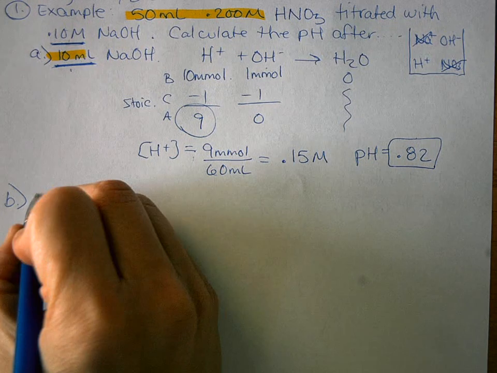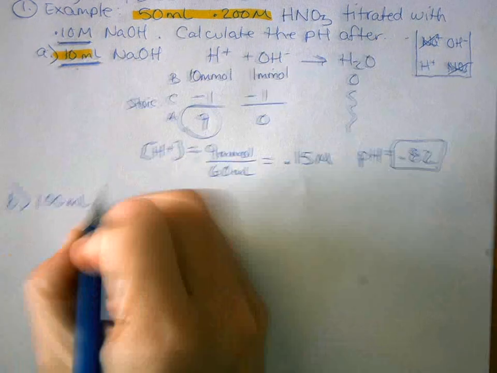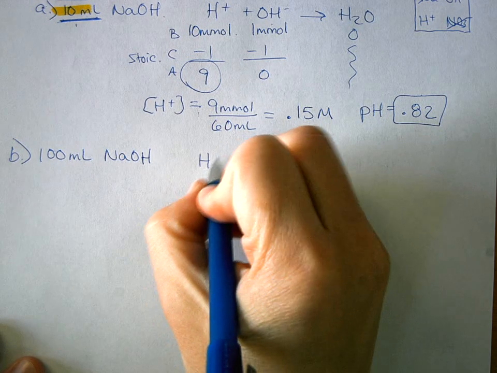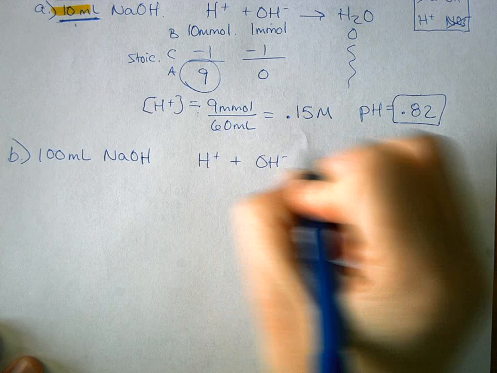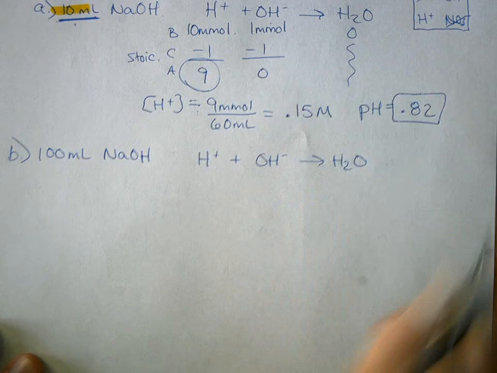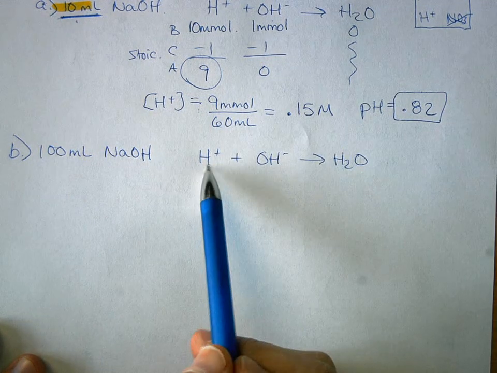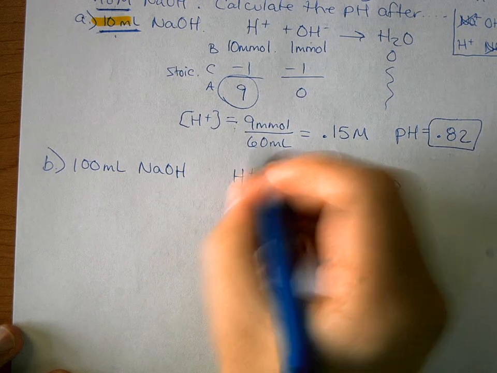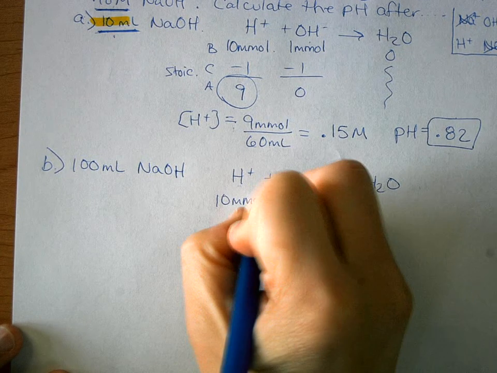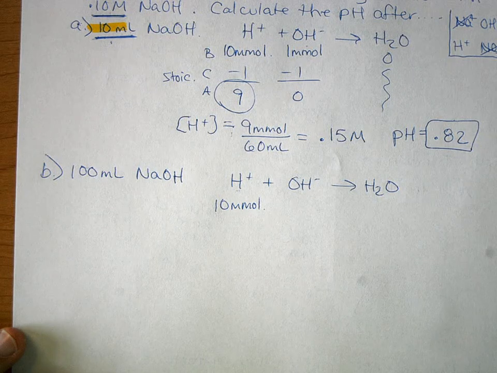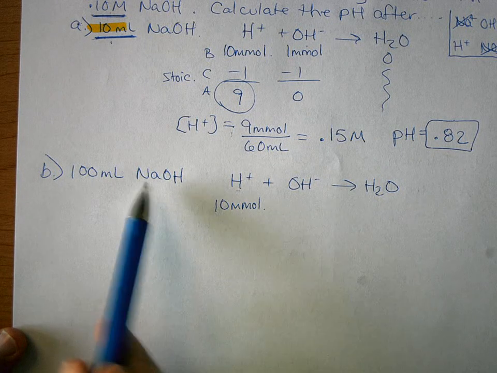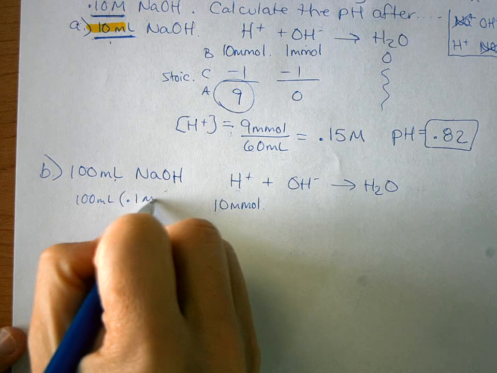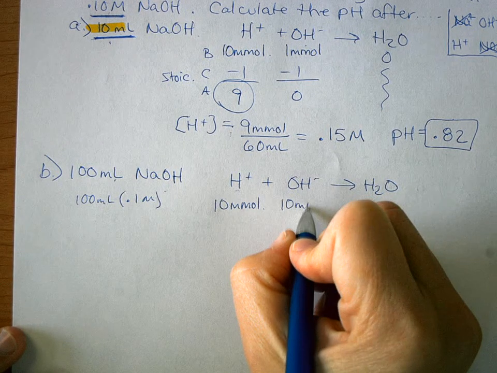100 milliliters of NaOH. And again, I can start right here. Hydrogen plus hydroxide gives me H2O. My hydrogen concentration is the same because I don't add any more nitric acid. I still have my 10 millimoles of hydrogen ions. Sodium hydroxide, I'm going to add 100 milliliters times my 0.1 molar. That also gives me 10 millimoles.